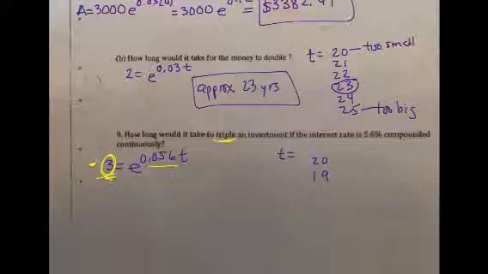Now I tried T equals 20 because if you notice, most of them are around 20 for doubling. So I tried 20 on this one, and it was a little bit too big. So then I tried 19, and it was too small. So the value was actually closer to 20. So I would say for this one, it's approximately 20 years. A little bit less, but it's closer to 20 than 19.